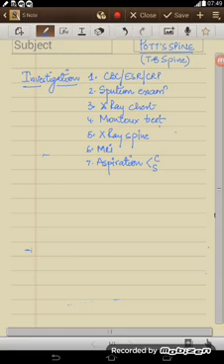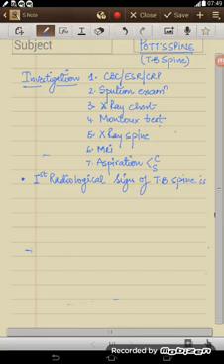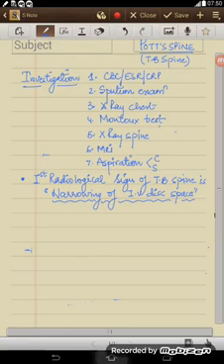Okay, once you have investigated it enough, one important thing that you must always remember: the first radiological sign of tuberculosis of the spine is narrowing of the intervertebral disc space. Metastasis usually doesn't get into the IV disc space, but tuberculosis of the spine usually shows this as the first radiological sign. Okay, how do we treat it?